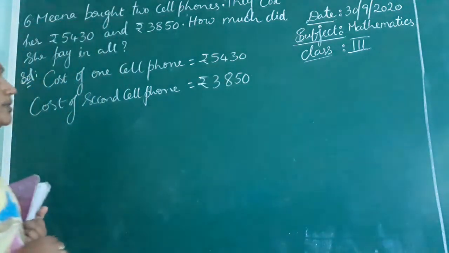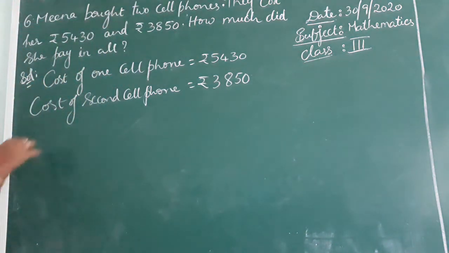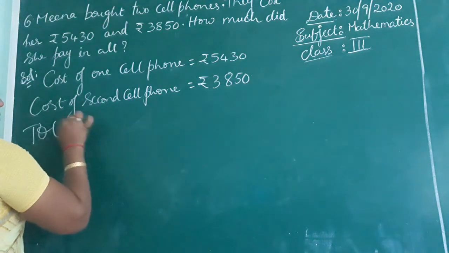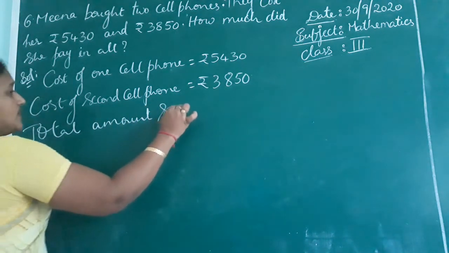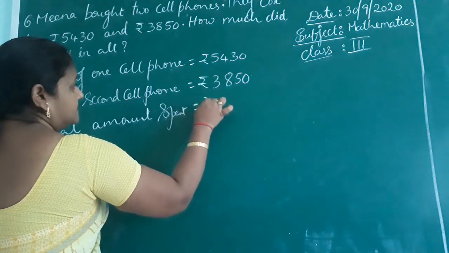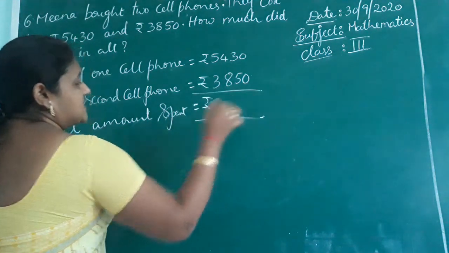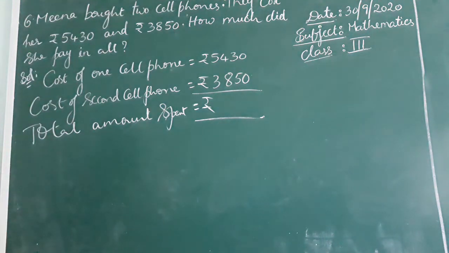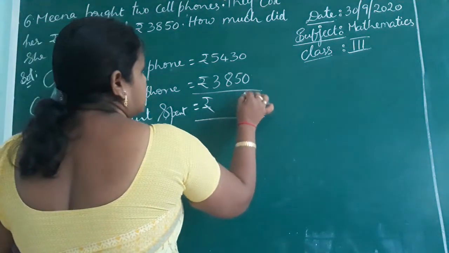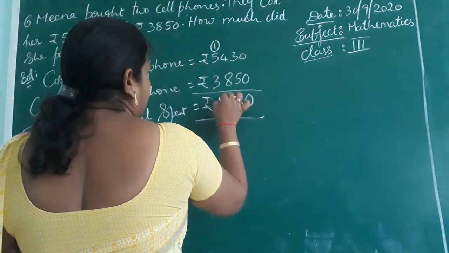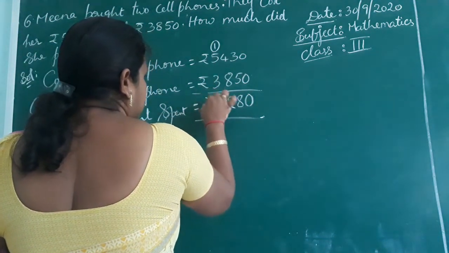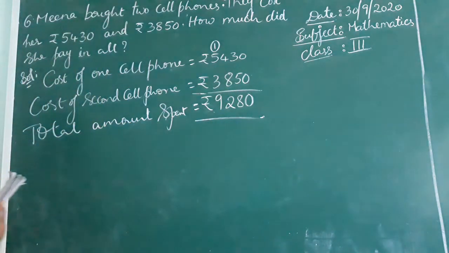Now the question is how much did she pay in all? That means the total amount spent. Look at it. 0 plus 0, 0. 3 plus 5, 8. 4 plus 8, 12, write 2 here and 1 up. 5 plus 4, 9. So it's nothing but 9,280. See the next one, children.